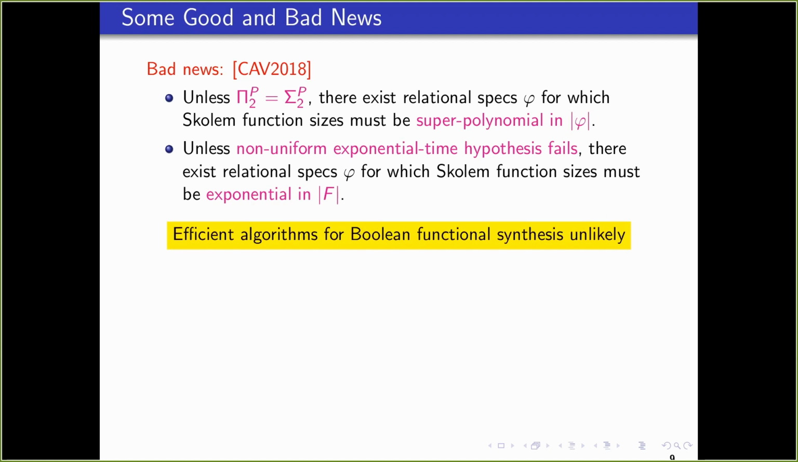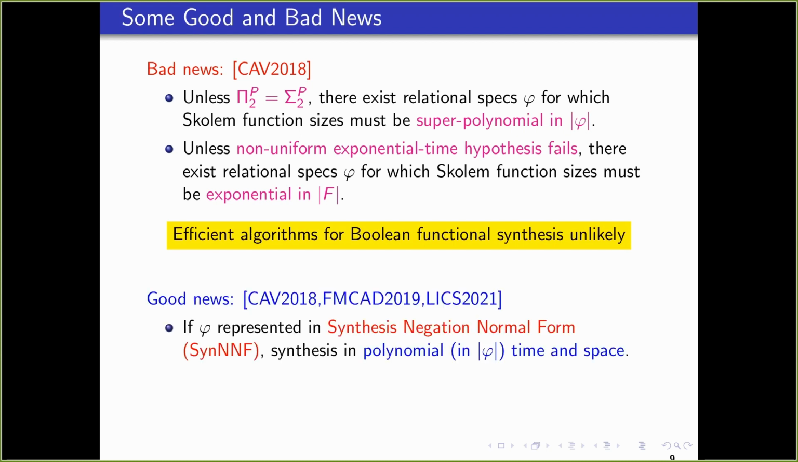So, all of this says that we can't get efficient time-wise or size-wise. So efficient algorithms for Boolean functional synthesis are unlikely. And so the picture looks gloomy, but then there is also some good news in the sense that we have been able to show that if you represent the specification phi in some special normal form, which we call synthesis negation normal form, then indeed we can guarantee polynomial time and space synthesis.